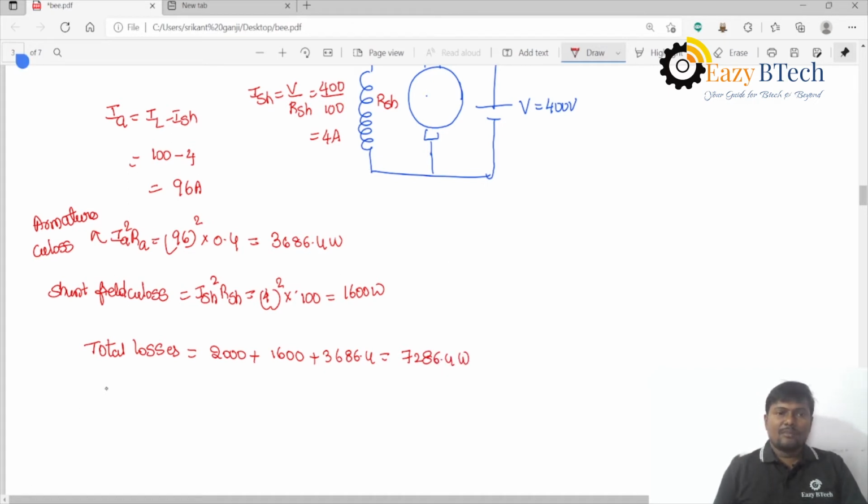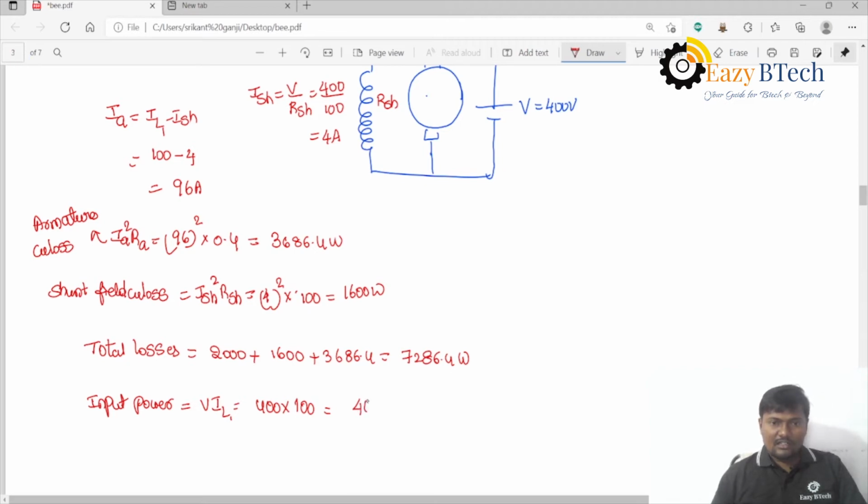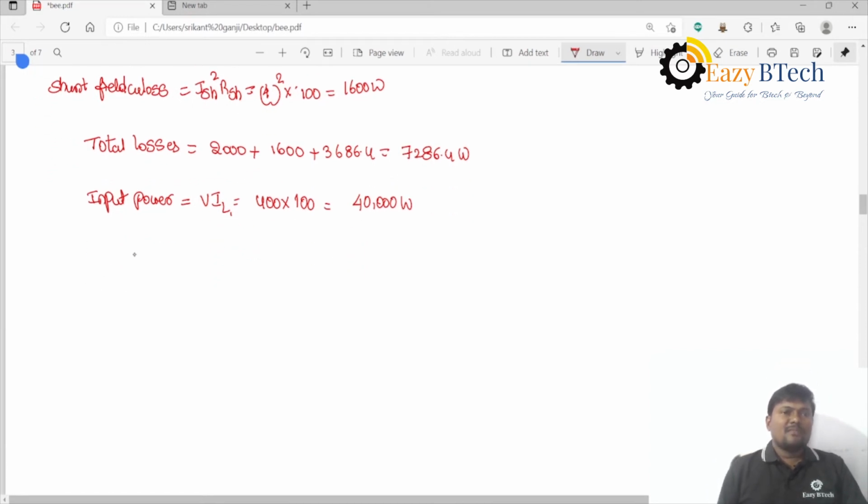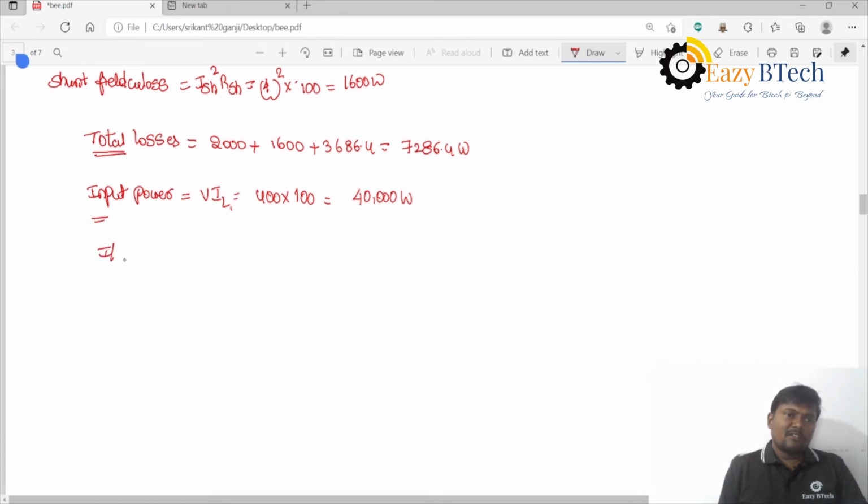Then what is the input power? Input power is equal to V into IL, that is IL1. The supply voltage is 400 and IL1 is 100 amperes. That should be equal to 400 into 100, which is 40,000 watts. So if you subtract the total losses from the input power, I get the output. Input power is equal to output power plus losses.